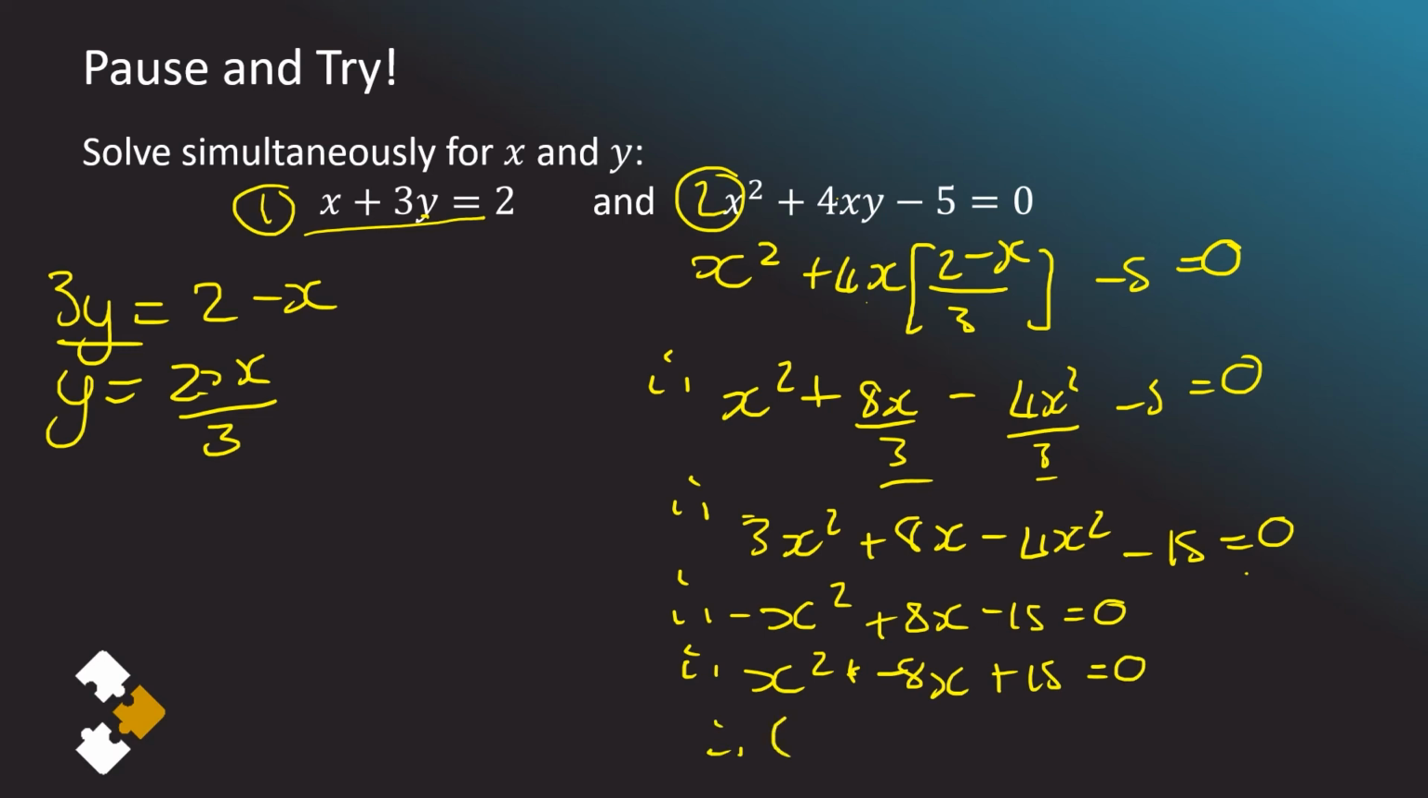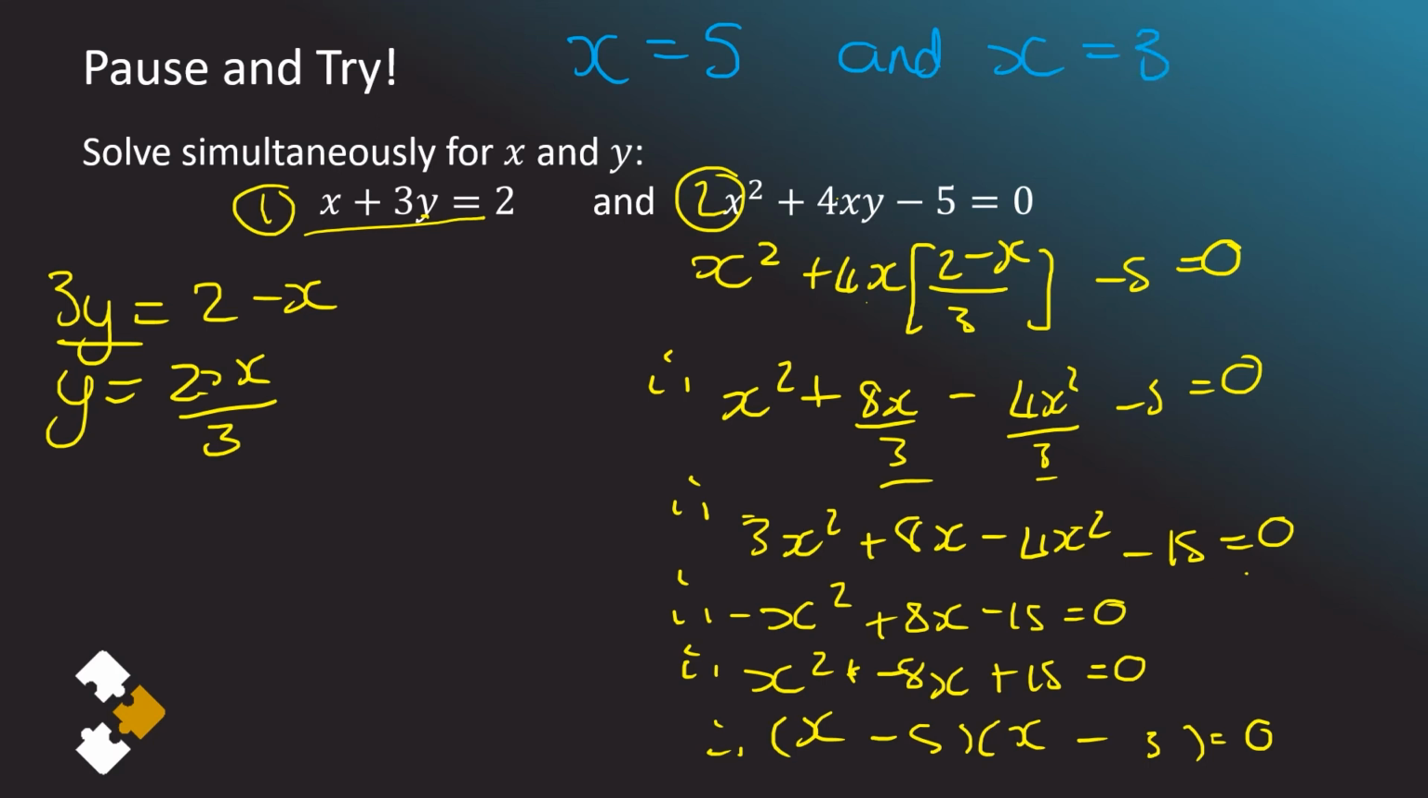if we're looking at our factors, the factors of x squared are going to be 1 and 1, and the factors of 15 are going to be 5 and 3. To get a negative 8, we are going to say (x minus 5)(x minus 3) is equal to 0. Okay, therefore, we have our x values. x is equal to 5 and x is equal to 3.